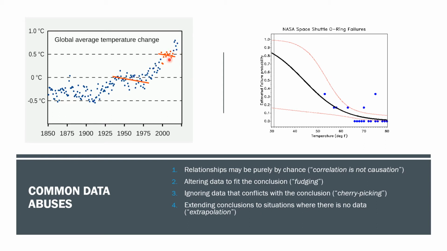Data abuse number 4 is extrapolation. Extrapolation is the assumption that your conclusion holds in situations where you haven't actually collected any data. I wouldn't say this was scientific fraud, but it's very risky business. If you take a look at this graph on the right, it directly led to the deaths of the crew of the Space Shuttle Challenger. The graph shows estimated failure probabilities for something called O-rings. These were seals between the joints of segments on a rocket booster.